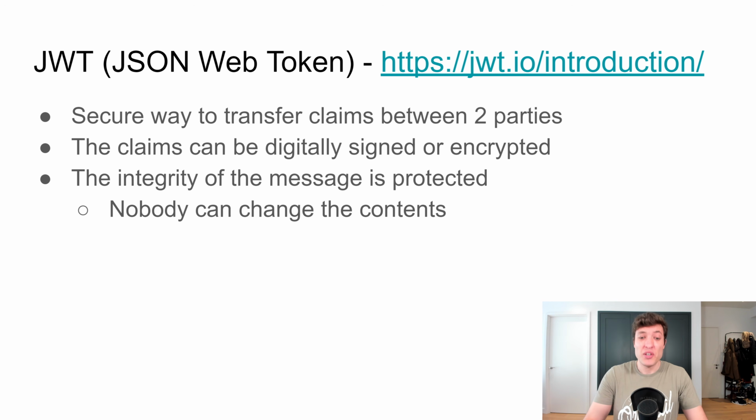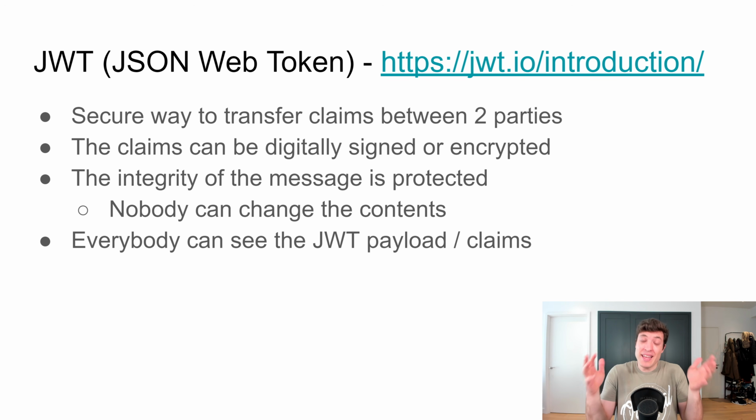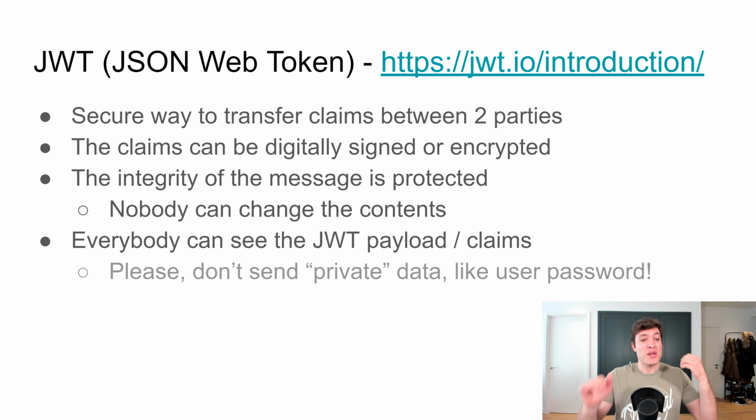So as I said, nobody can change the content of that message. Everybody can see what's inside that JSON payload, as I said a minute ago. So please don't put any private data inside, like your user password, or if you are in a European country, don't put things like the address of that person, because it will be against GDPR. If someone can grab that token, you expose some private information. So be really conscious of what you put inside that JWT token.